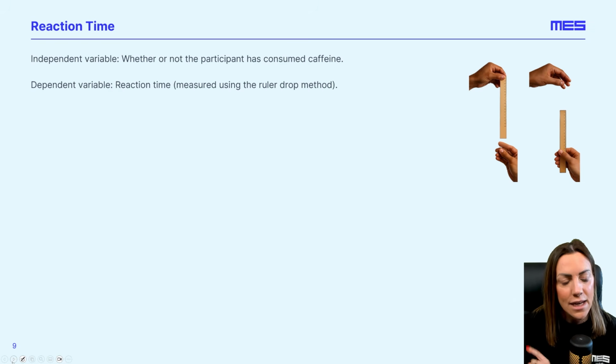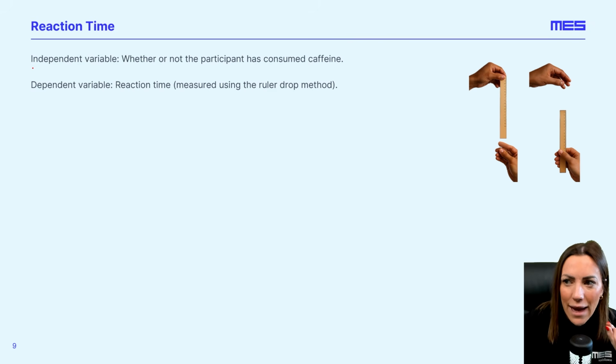Now, what's really important in any investigation is that you are able to identify your independent, your dependent, and your control variables. And if you're planning a practical, I always recommend to my students that you put this into your plan so it's nice and clear to the examiner.